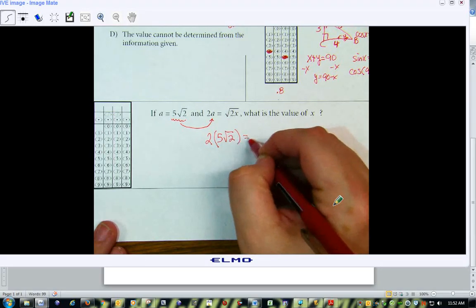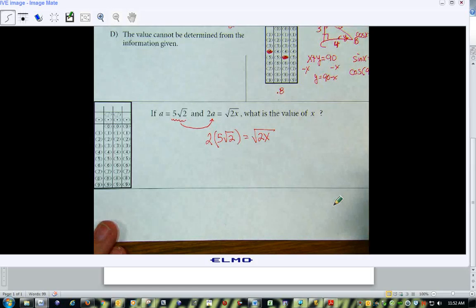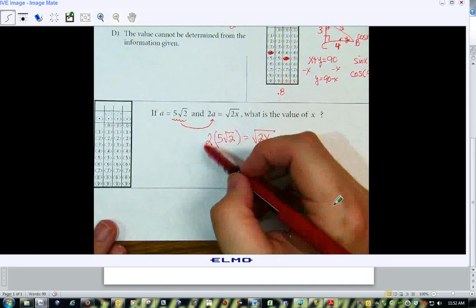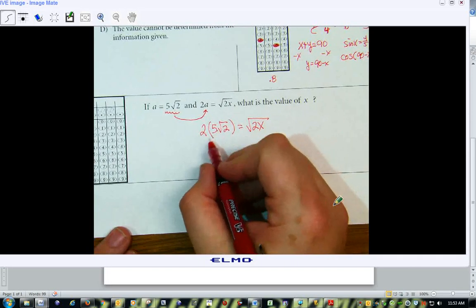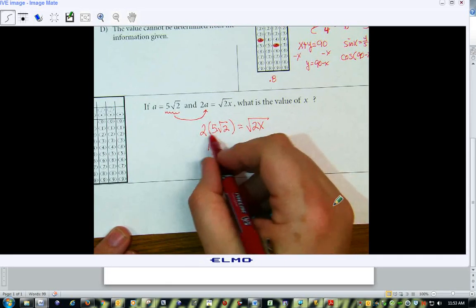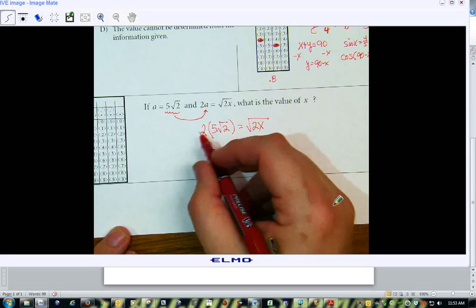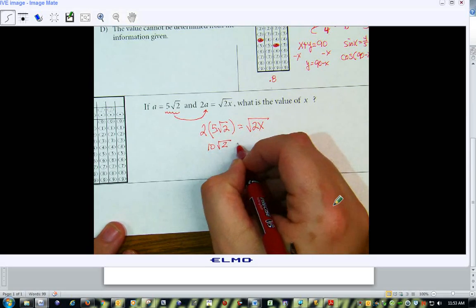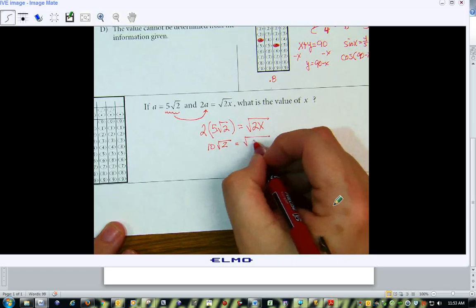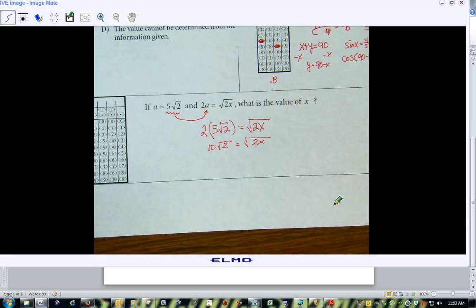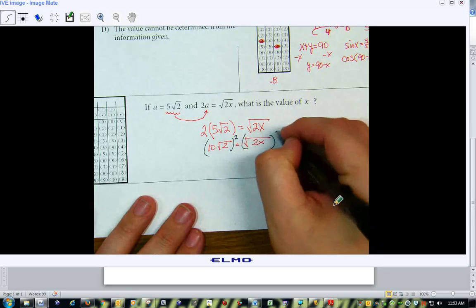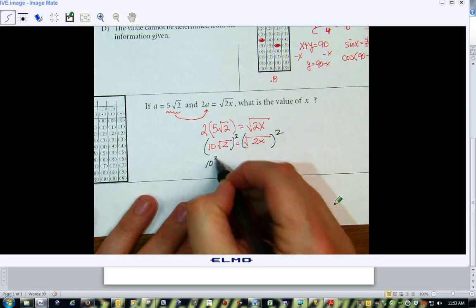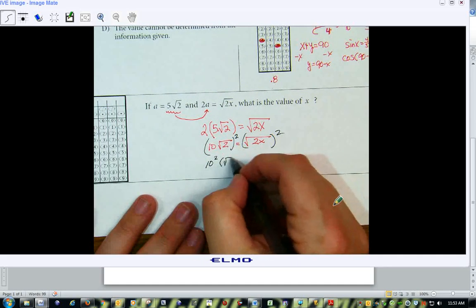Now, when I multiply by 5 times the square root of 2, I can go 2 times 5. What's 2 times 5? 10. It's just 10 radical 2, and that's equal to the square root of 2x. Now, what do I want to do to get rid of the square roots? Square both sides, absolutely. So I want to square that, and I want to square that, which means this is going to be 10 squared, and that's going to be the square root of 2 squared, and that's equal to the square root of 2x quantity squared.